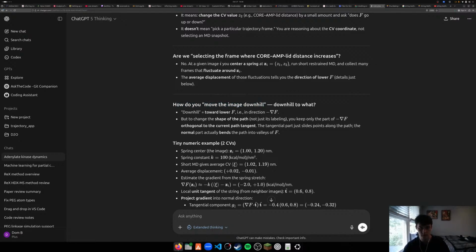How do you move an image downhill? Downhill to what? Downhill, lower F in the direction. Yeah, but you change the shape of the path, not just its labeling. You only keep the part orthogonal to the current path tangent. The tangent part just slides along the path. The normal part actually bends the path into valleys of F.